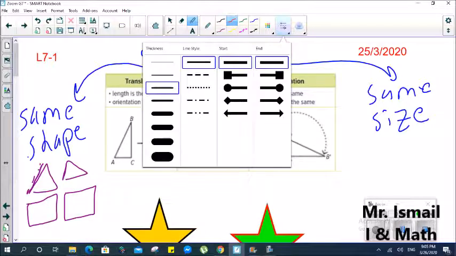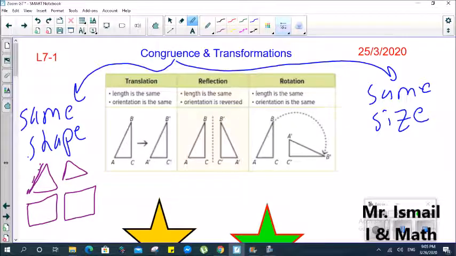Transformations. If I translate, if I move this triangle from place to place, the triangle will never become a rectangle. Yes, the triangle stays a triangle. And the size, BC for example, 5, will stay 5 in translation.